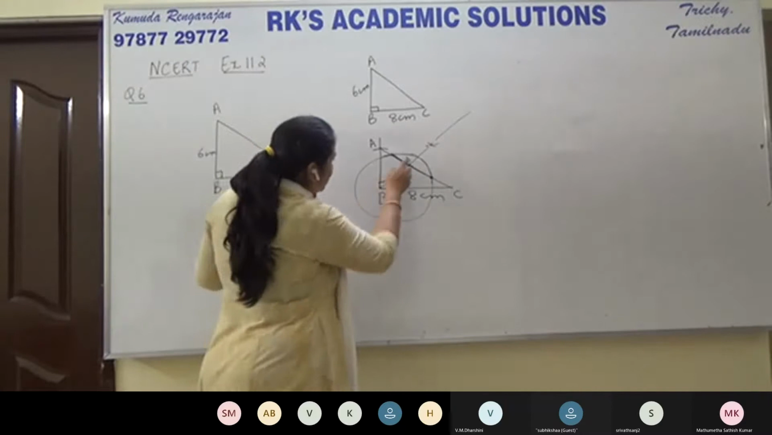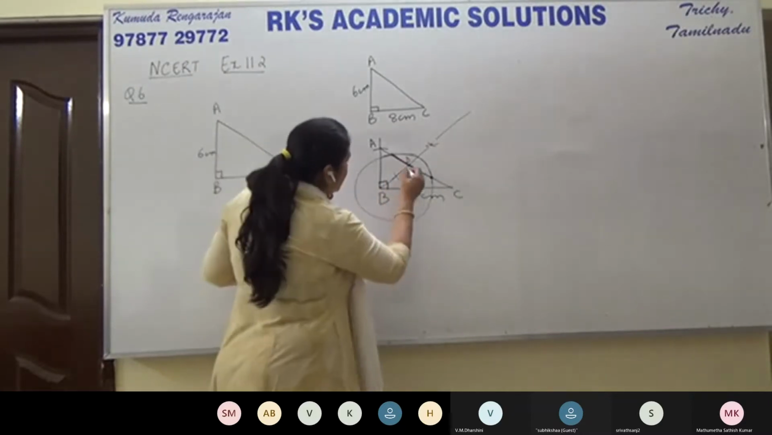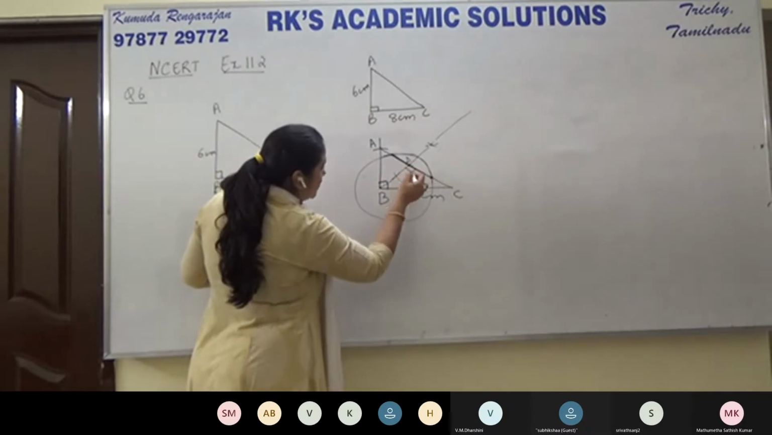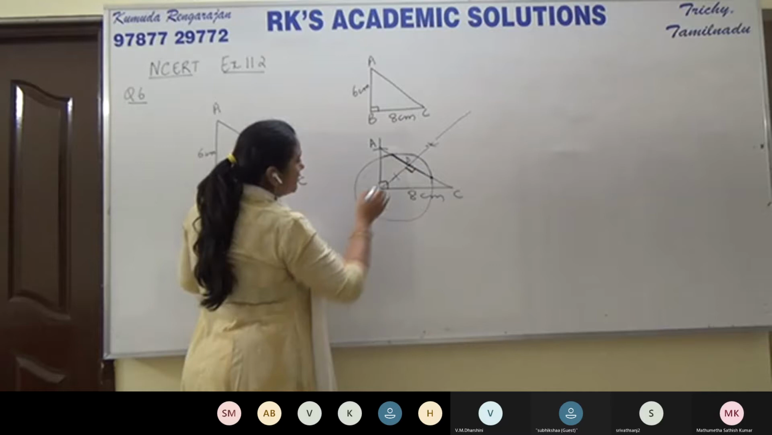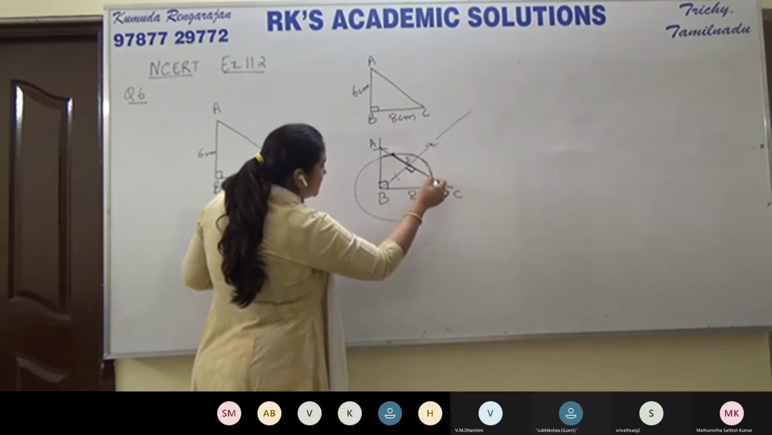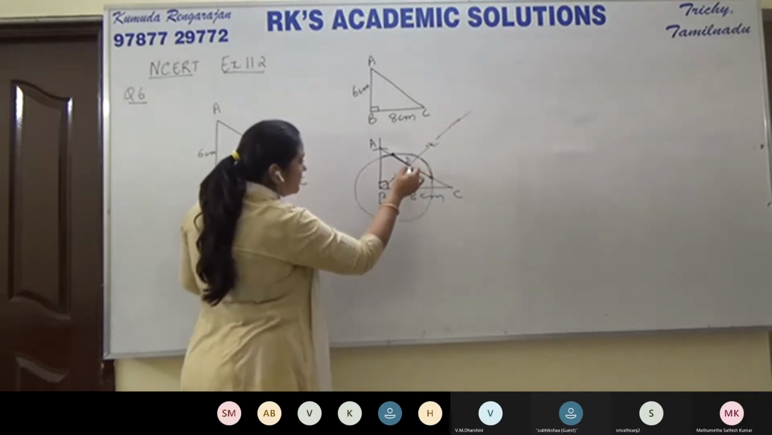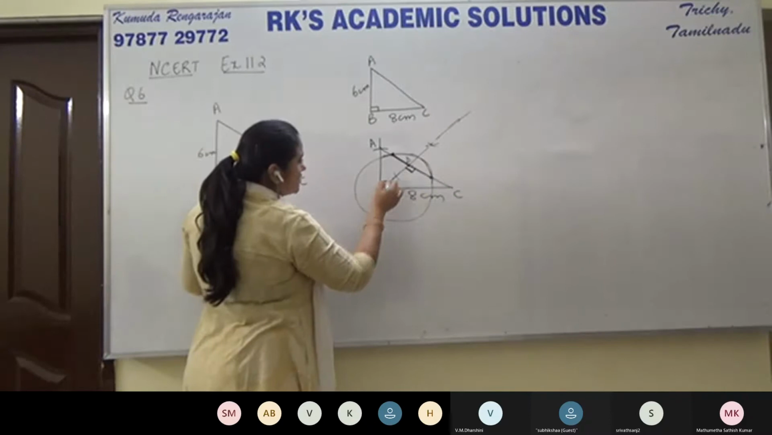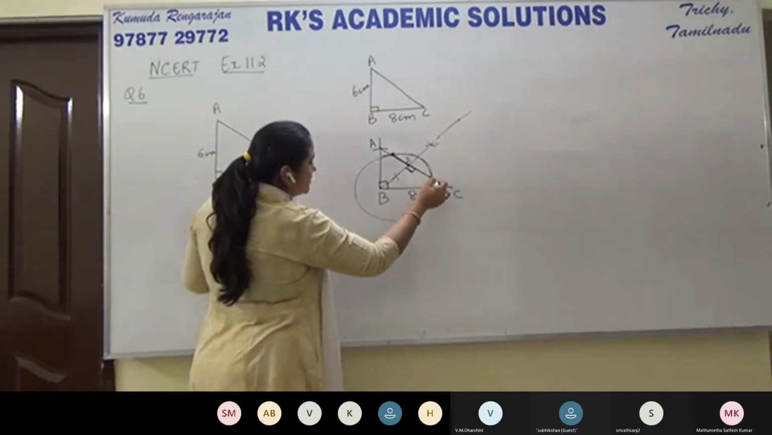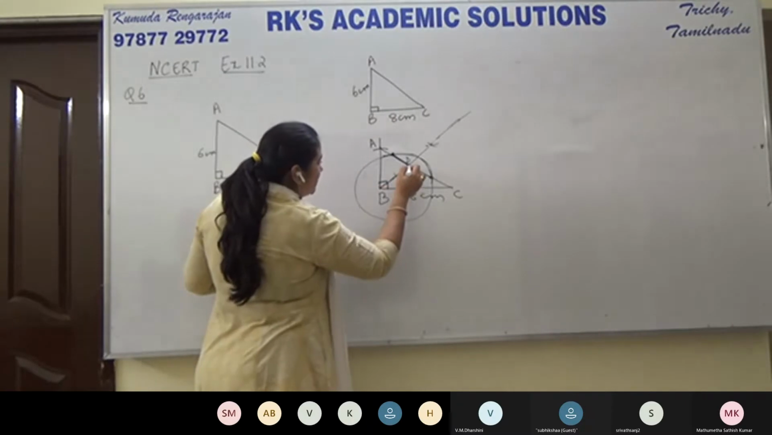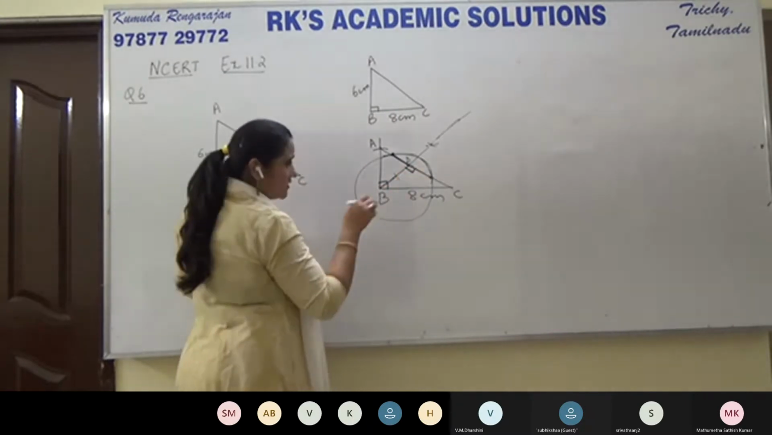Now, how do we know that BD is perpendicular to AC? That is, how do we know that this angle is a right angle? Because this is the arc, and this is the chord. This line segment bisects the chord. This is the midpoint of the chord. And we know that this is the line from the center to the midpoint of the chord. Then it should be perpendicular to the chord. 9th standard.